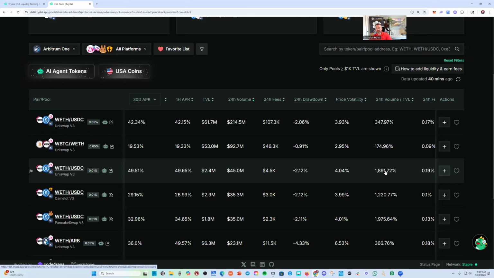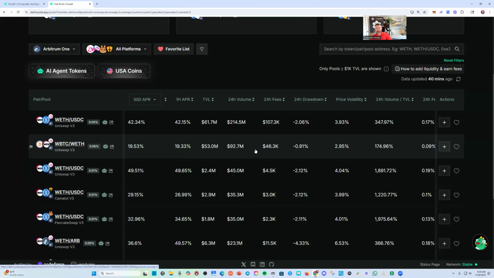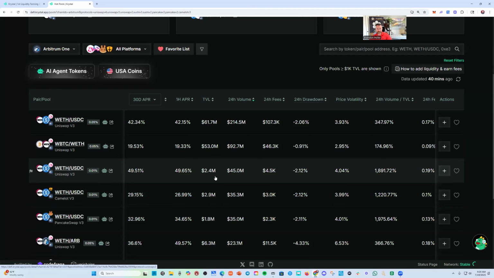But the ratio here is almost 20 to 1 volume to TVL, but the fee tier is also a lot lower. That's why we get this 49%. Now, for me personally, I tend to skew towards the more reliable and conservative kind of plays.